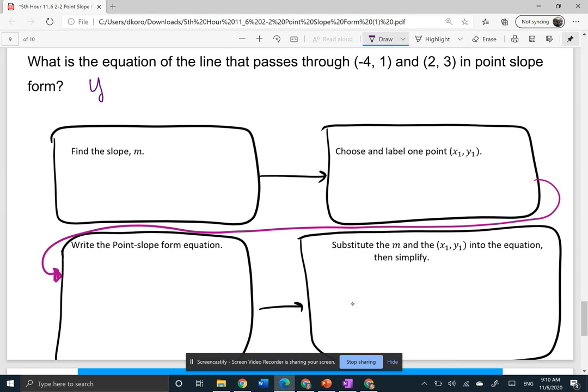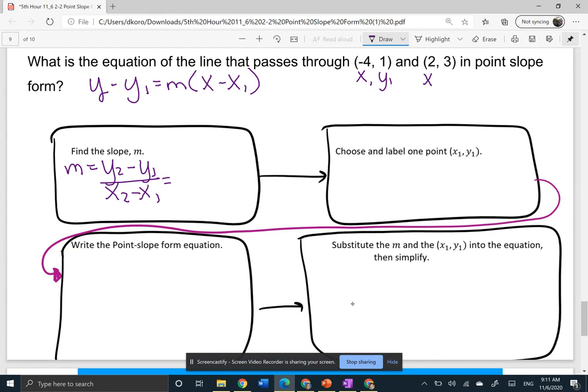So point slope form is y minus y sub 1 is equal to m times x minus x sub 1. This time we're given 2 points. We're not given the slope. So I have to find the slope m. So my slope m, I'm going to use my slope formula. It's going to be m is equal to y sub 2 minus y sub 1 divided by x sub 2 minus x sub 1. So I need to label my points. So this is x1, y1, x2, y2.